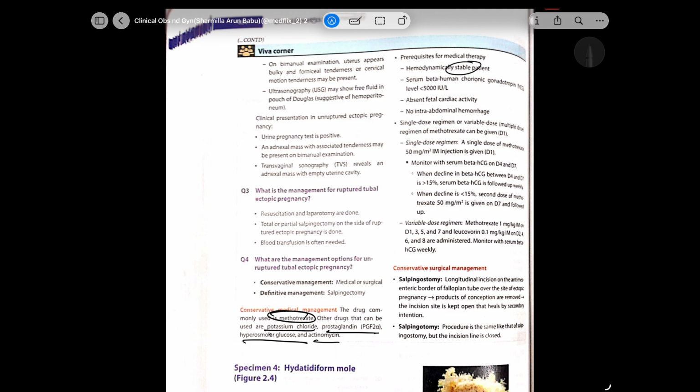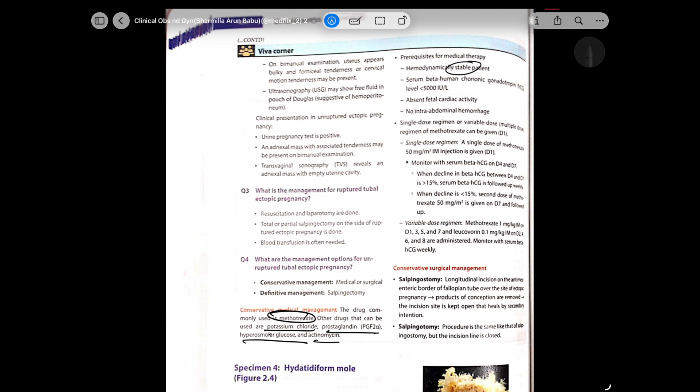A single dose regimen or a variable dose, multiple dose regimen of methotrexate can be given. Single dose regimen: a single dose of methotrexate 50 mg per meter square intramuscular injection is given. Monitor with serum beta hCG on D4 and D7. When the decline in beta hCG between D4 and D7 is more than 15%, serum beta hCG is followed up weekly. When the decline is less than 15%, a second dose of methotrexate 50 mg per meter square is given on day 7 and followed up.